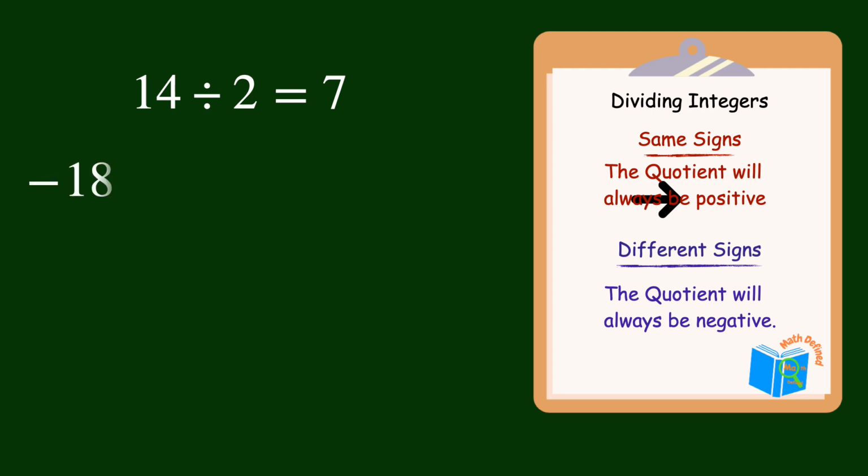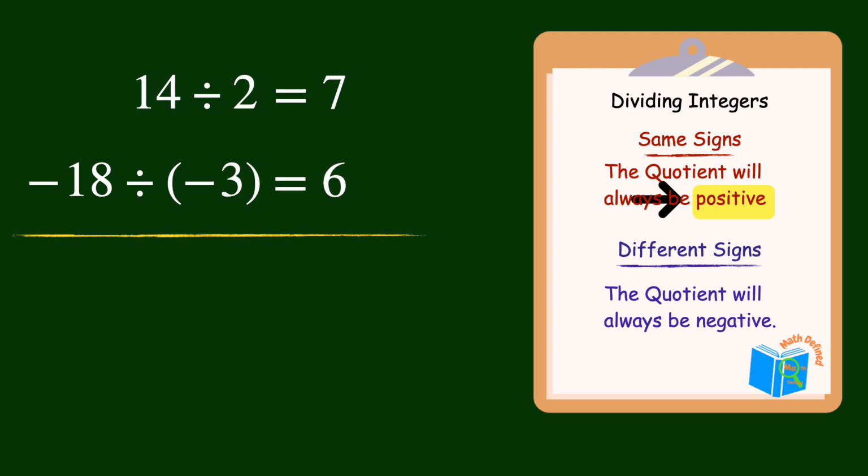Next, let's divide negative 18 by negative 3. Here we have two negative integers. What's the rule? If the signs are the same, the quotient is positive. So negative 18 divided by negative 3 equals positive 6.